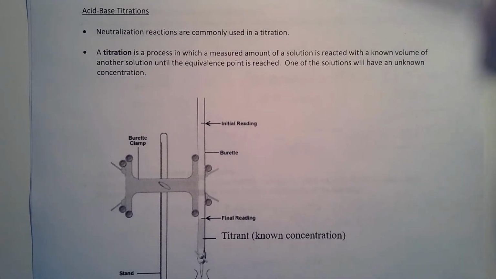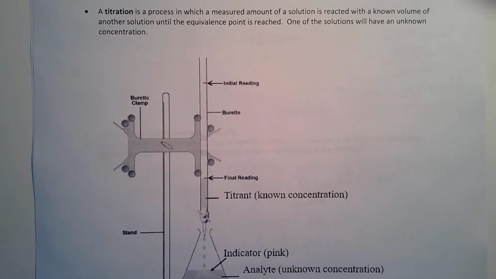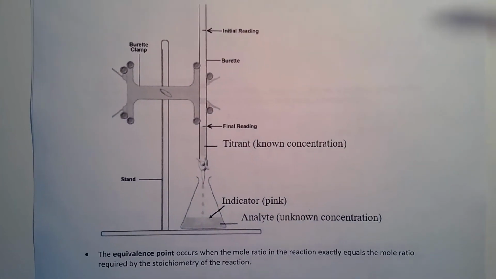So the reaction that's involved is a neutralization. So here, this is definitely one of the labs we would have done. So this is a titration setup. The point of a titration is so that you are able to determine an unknown concentration. Okay, so let's look at the components here.